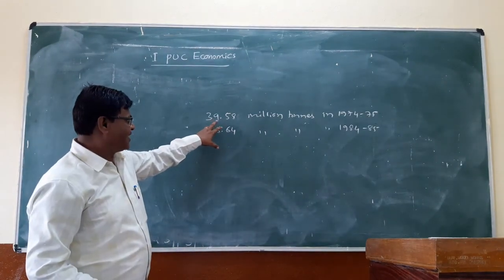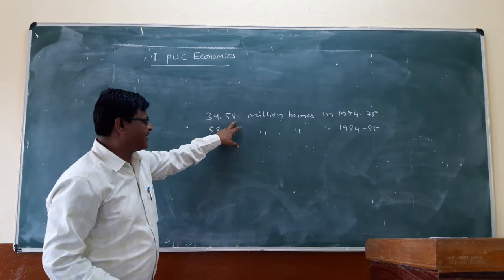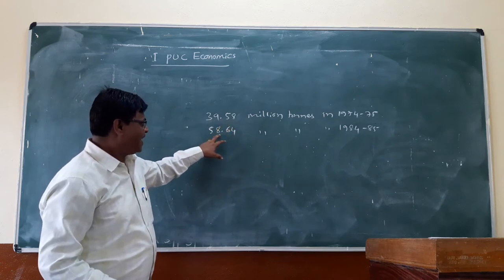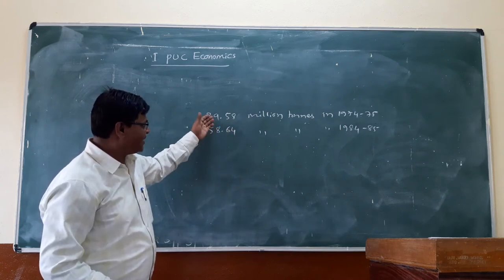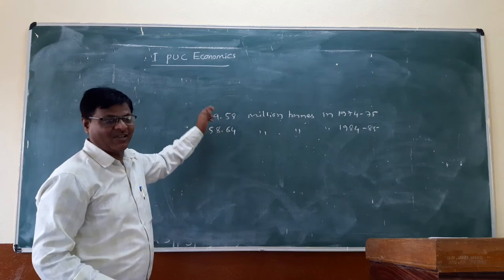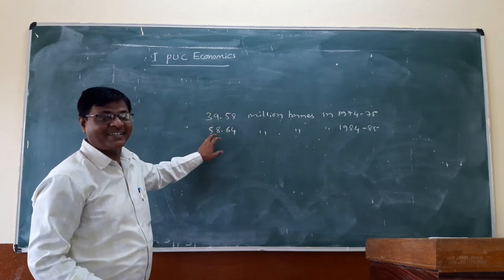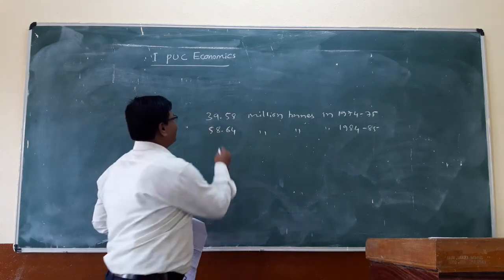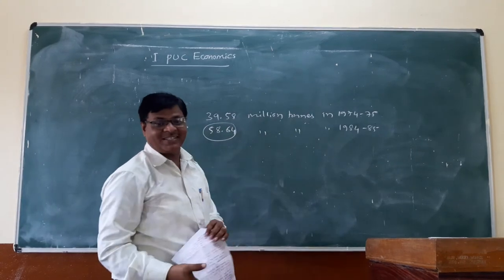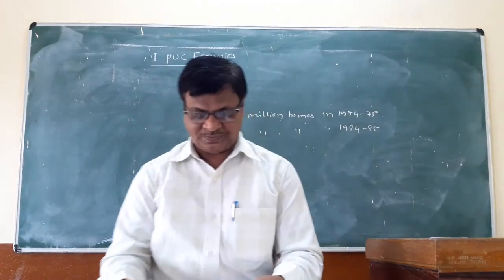The food production increased from 39.58 to 58.64. It means the quantity has increased, so it is quantitative. The answer is quantitative data.